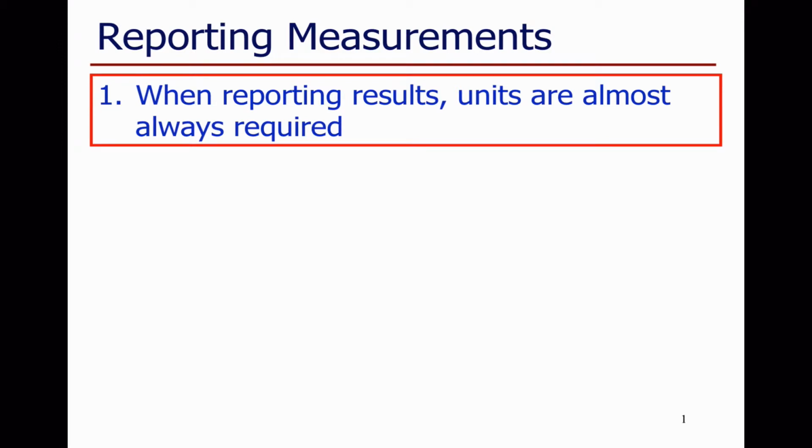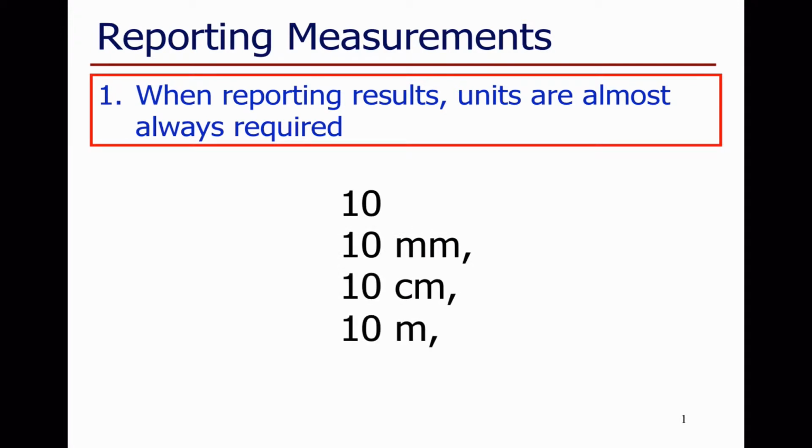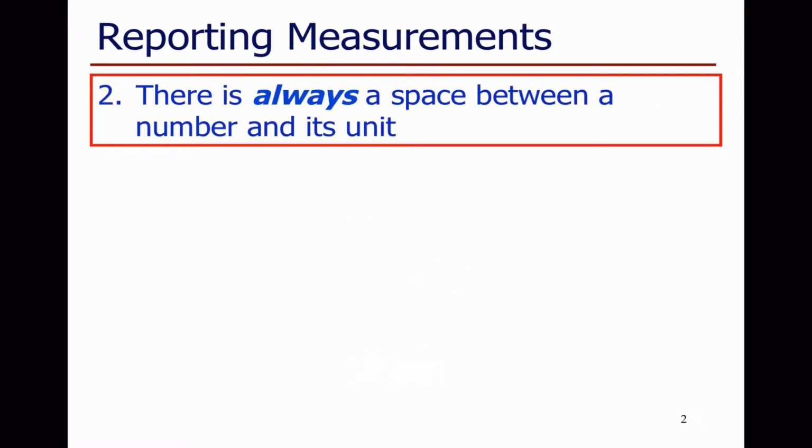In this video, we're going to show how to report measurements. When reporting measurements, units are almost always required. Just writing 10 as an observation doesn't mean anything. It could be 10 millimeters, 10 centimeters, 10 meters, or 10 kilometers. The units always have to be expressed, otherwise the measurement's pretty much meaningless.